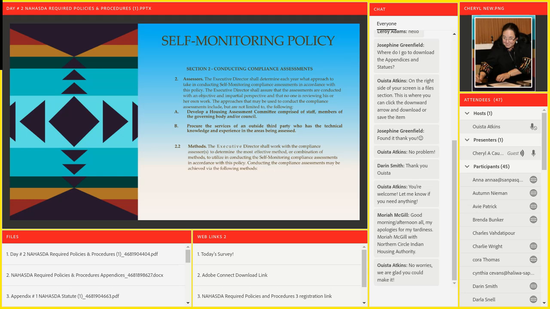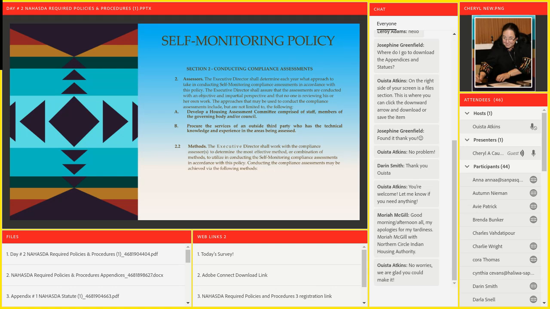So the approaches that may be used to conduct the compliance assessment include, but are not limited to, the following. Develop a housing assessment committee comprised of staff, members of the governing body and/or council. Procure the services of an outside third party who has the technical knowledge and experience in the areas being assessed.